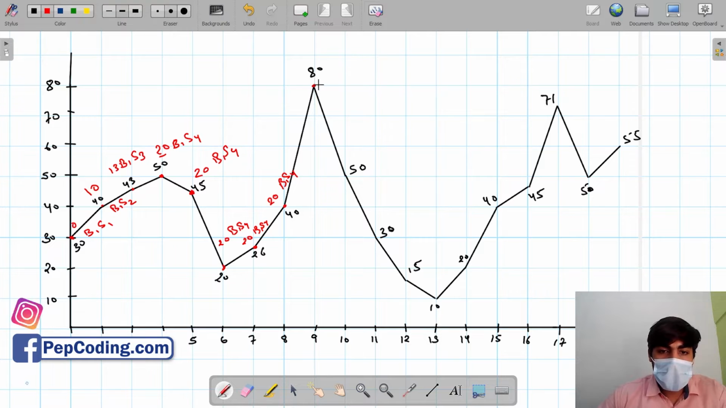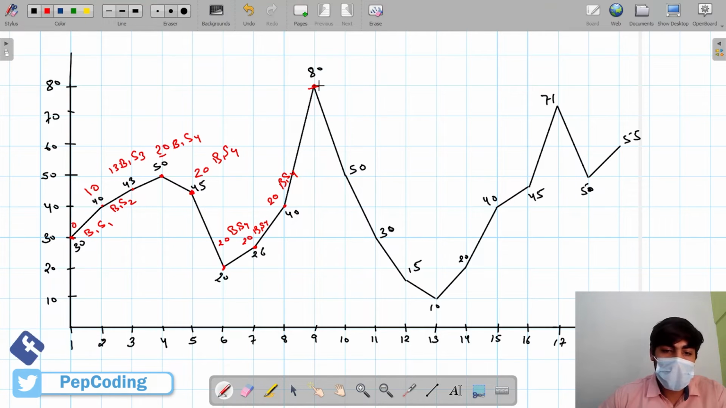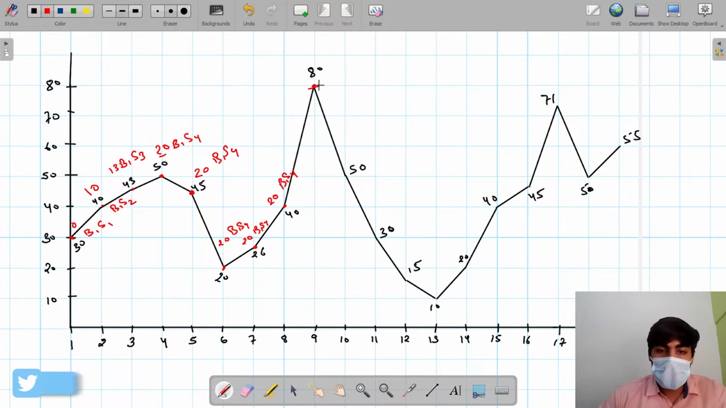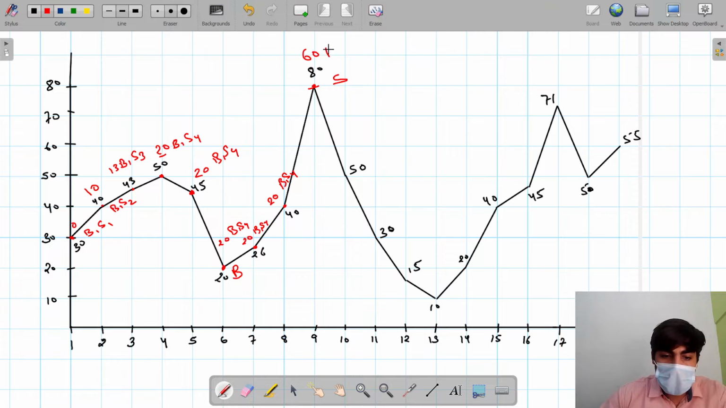Today's price is 80 and selling is mandatory. So what we do, we use a time machine, go into the past and look for the least price day. This one is the least price day. Then we buy the stock on that day, buying day is this and selling day is this. We get a profit of 60 rupees. Buy at 6, sell at 9.